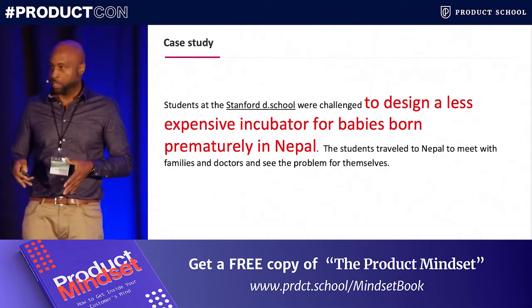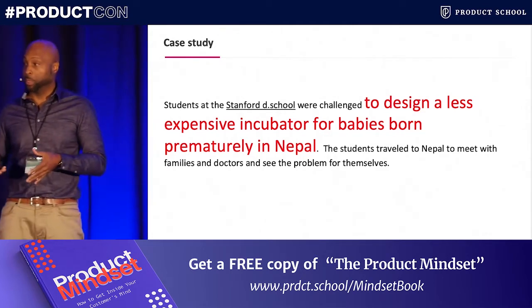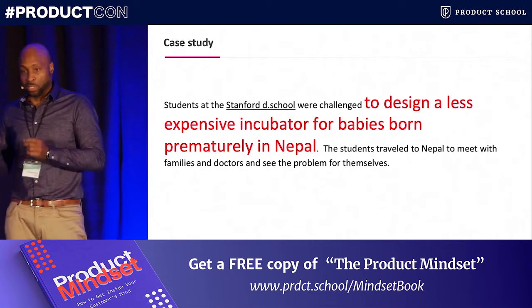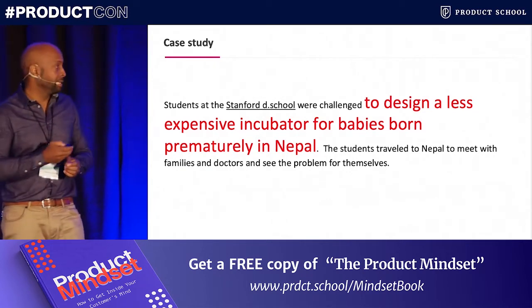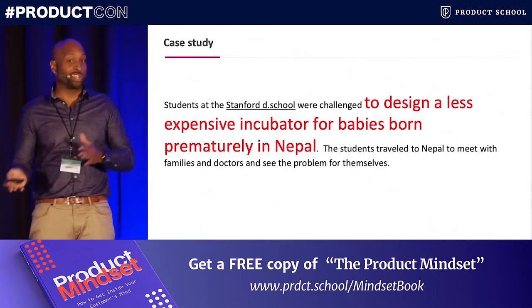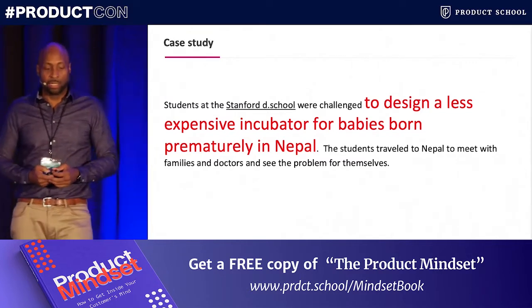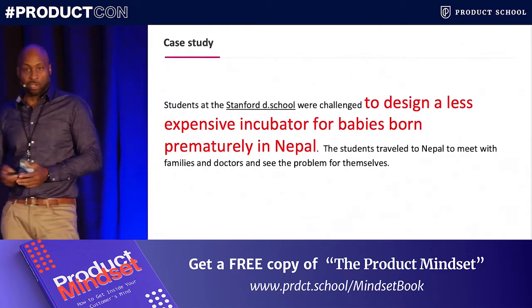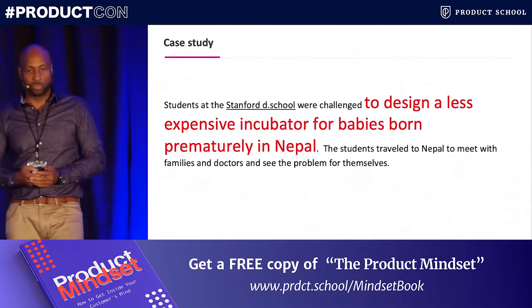So the course they were in was called Design for Extreme Affordability. So it couldn't just be a little incremental change. Couldn't make the incubators 10% less. It had to be a drastic change. So, design thinking course, of course, they're going to travel to where the process is.